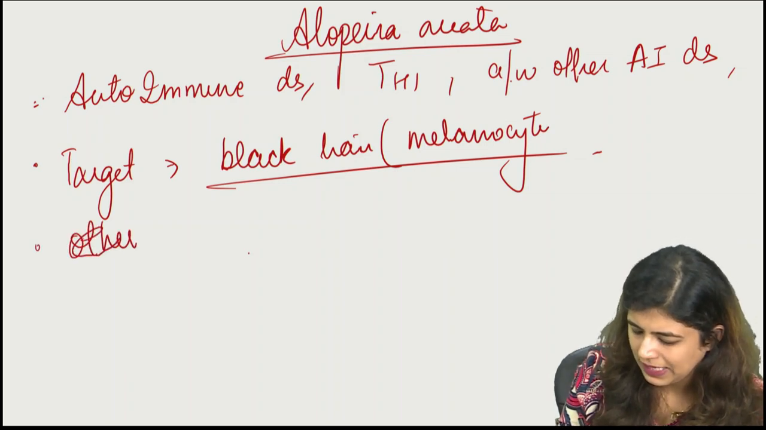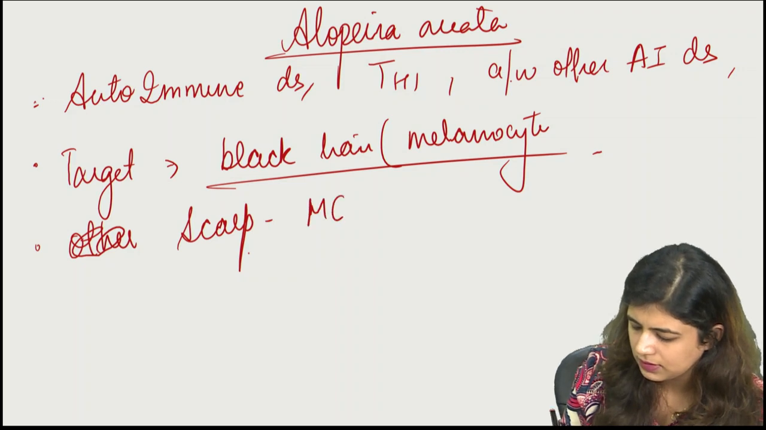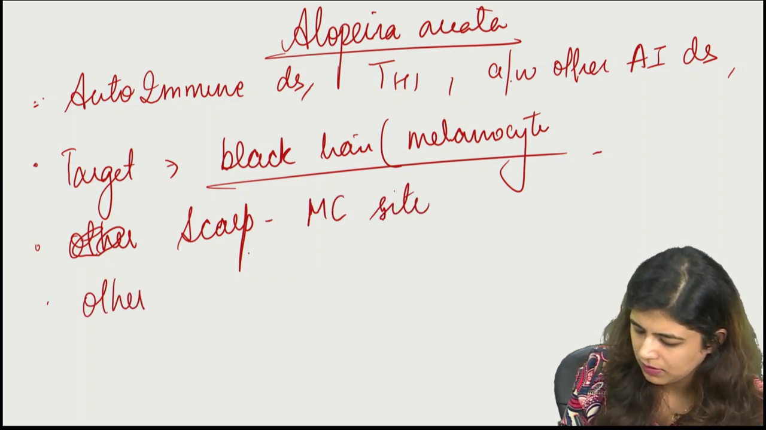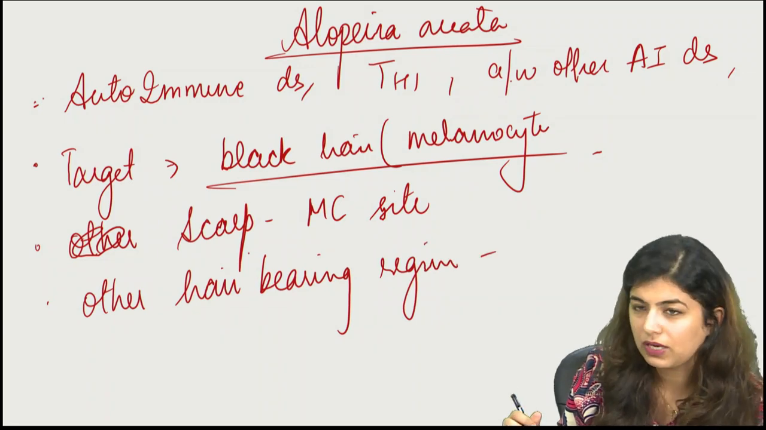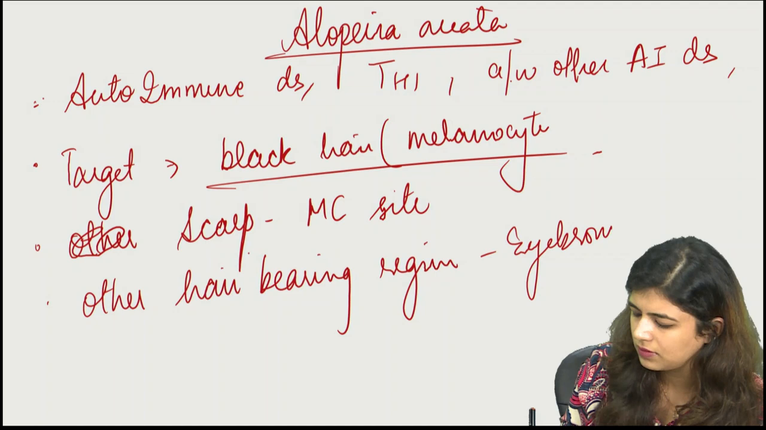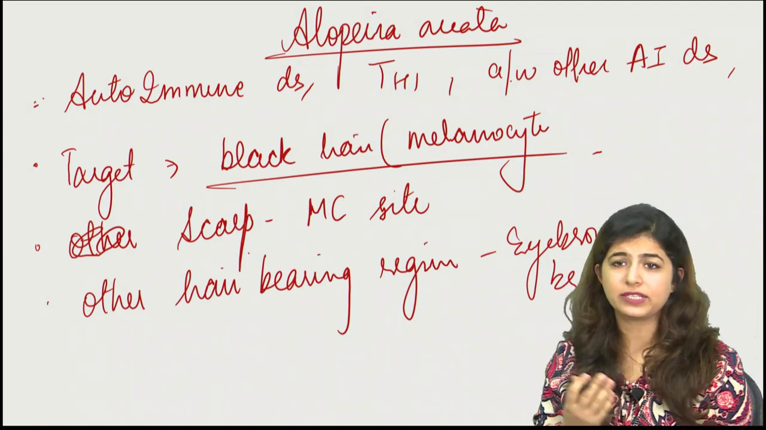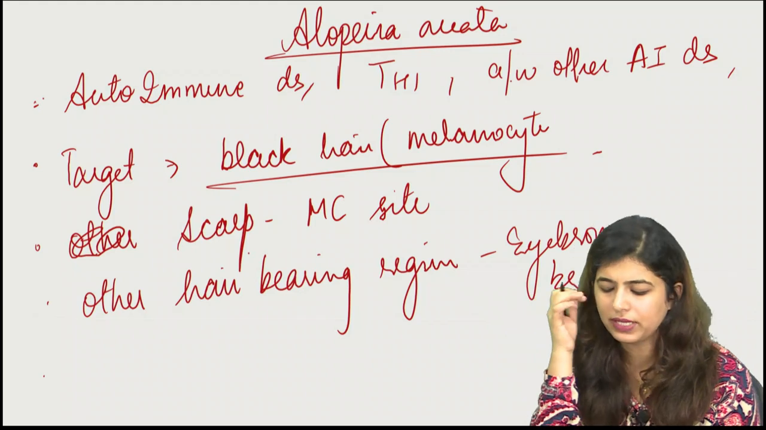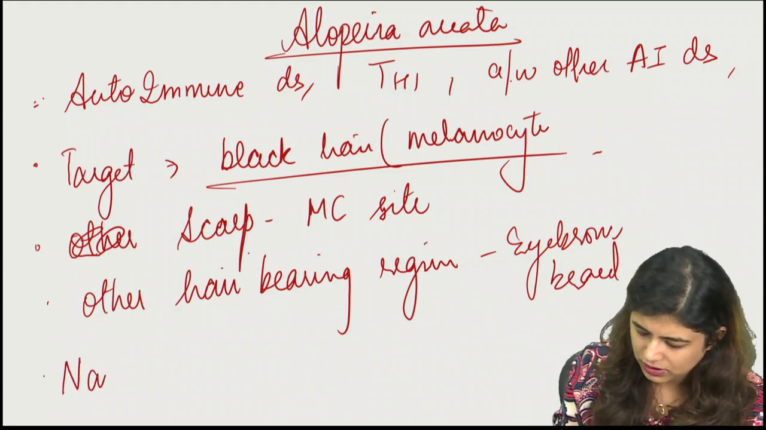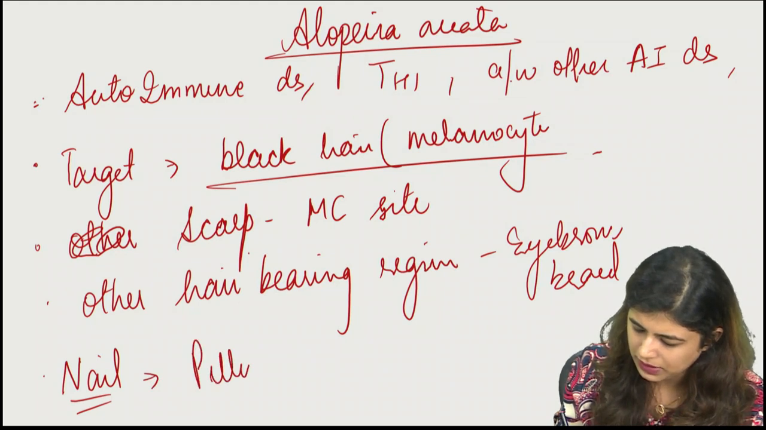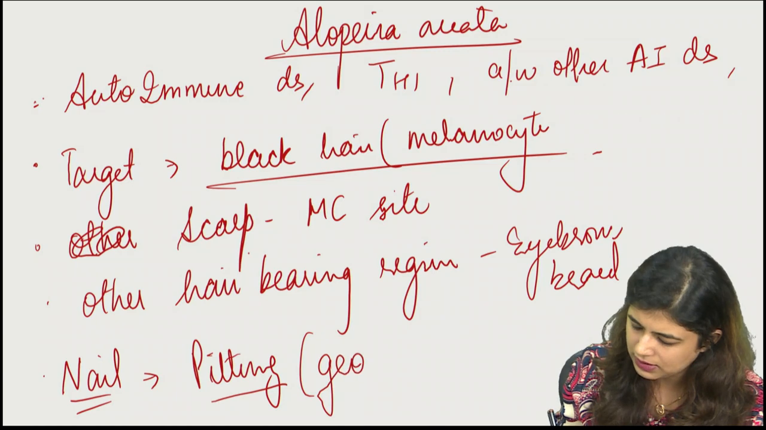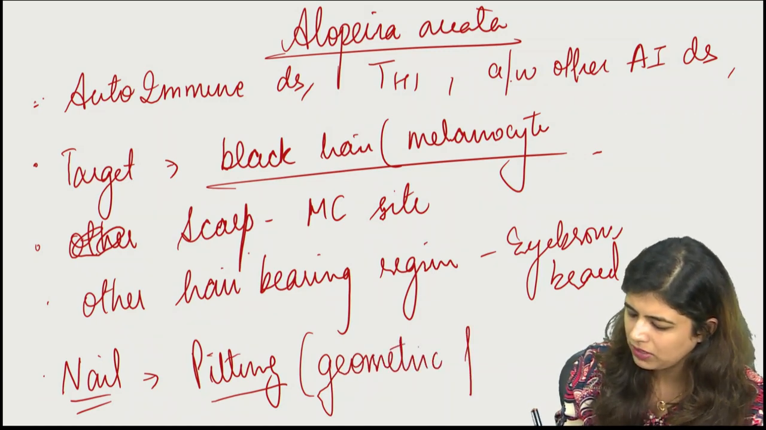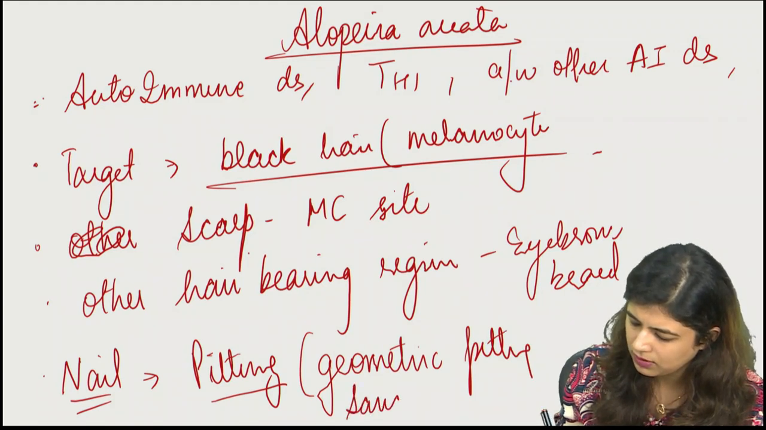Then apart from scalp, scalp is the most common site involved, but other hair bearing regions may also be involved, like your eyebrows, beard, etc. Even rest of the body could be involved. Then the type of the lesion we've covered, exclamation mark, you've already seen. What else? Nail changes. In the nail changes, pitting is the most common nail change. The pitting here is regular pitting, so that is also called geometric pitting, and the nail looks like a sandpaper nail.